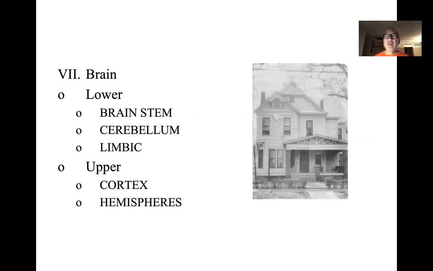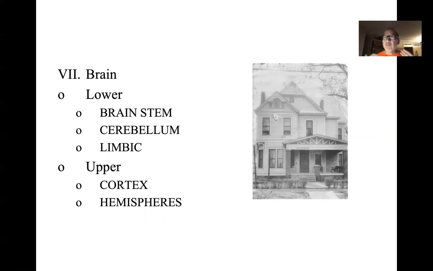So let's first talk about the structure of the brain. I want to focus on this because we're going to be talking about a lot of brain regions and parts throughout the semester. So it's probably good for us to all be on the same page in terms of our understanding about the major regions of the brain.